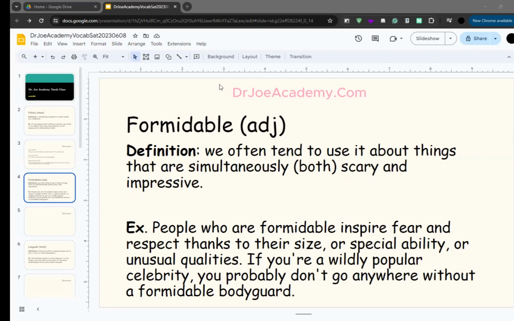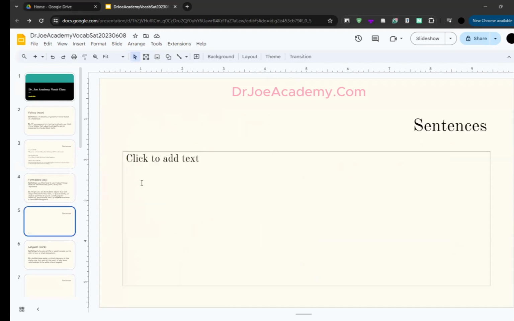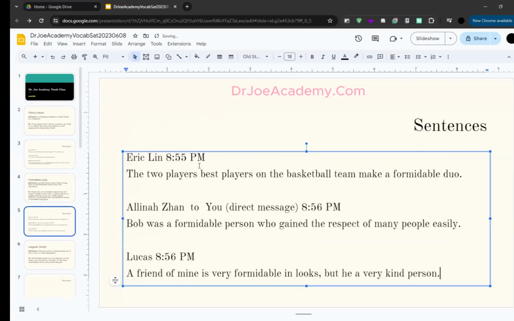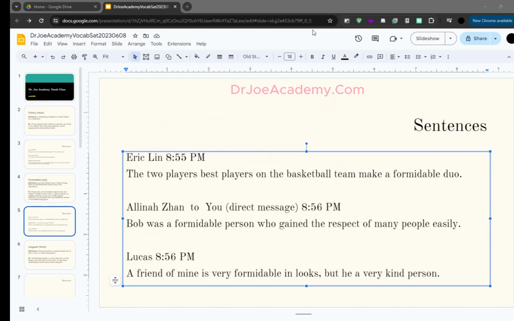Okay, so I'm gonna copy down the sentences that I have here, and if you are still writing, then that is okay, and you can continue writing while I am taking this up. So Eric, do you want to go ahead and read your sentence first? The two best players on the basketball team make a formidable duo.